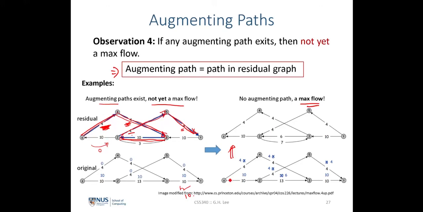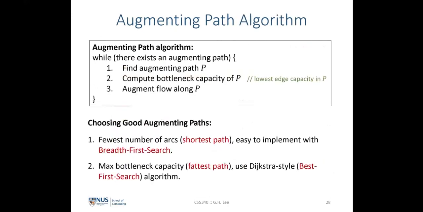Hence, in the next step, we will send a flow of 4 across this augmenting path, and then we'll repeat the process until we find no more augmenting paths. Then we'll terminate the augmenting path algorithm, and hence we have found a maximum flow across the particular graph over here.